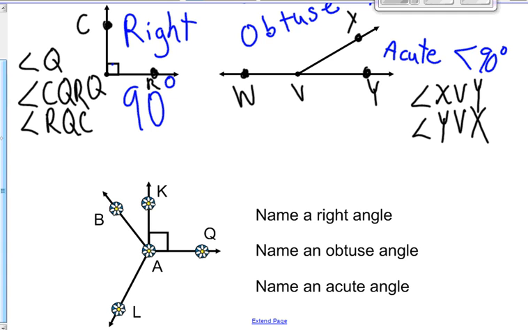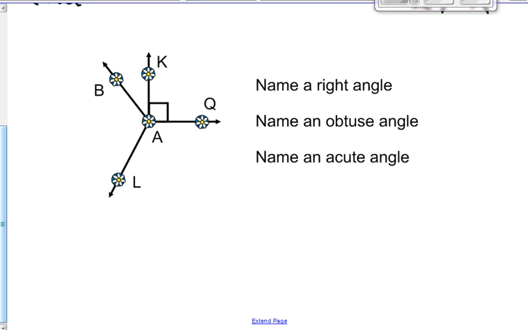Then, I'm going to leave you with this sample problem. It's a complex group of angles, and I want you to name the right angle, name an obtuse angle, name an acute angle. And there may be more than one of some of these, but you just need to name one of them. And so that's our look at angles, specifically talking about how to name angles, and then identifying angles by right, obtuse, and acute. That's lesson 28.